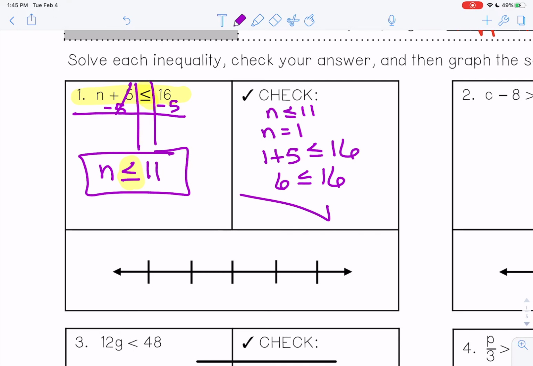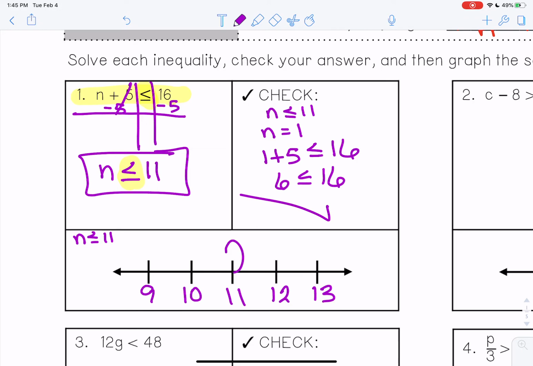Now when it comes time to graph, remember you're graphing the answer. You're graphing the n is less than or equal to 11, okay? You're graphing the answer. So I'm going to put 11 in the middle, and then you just want to pick a couple of numbers that are bigger and a couple of numbers that are smaller. Remember, you don't have to do a complete number line.